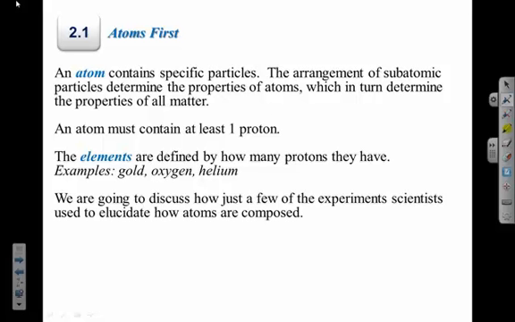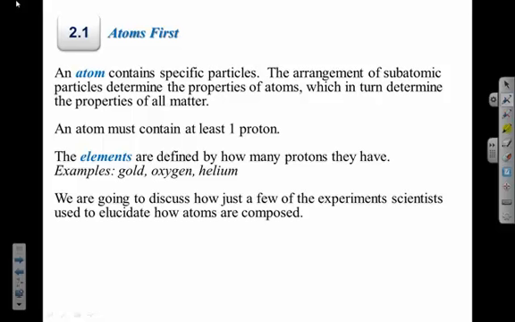So to be an atom, a particle has to have at least one proton. If you just have a neutron flying around, that's not an atom. It's just a neutron. If you have an electron, like the beam of electrons in the cathode ray experiment, those are not atoms. They're smaller than atoms. But to be an atom, there's got to be at least one proton.